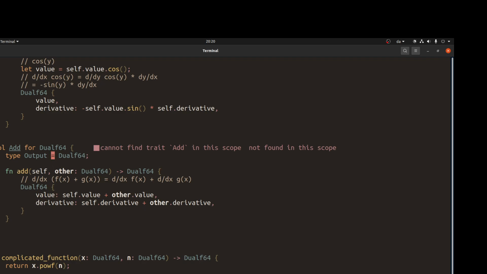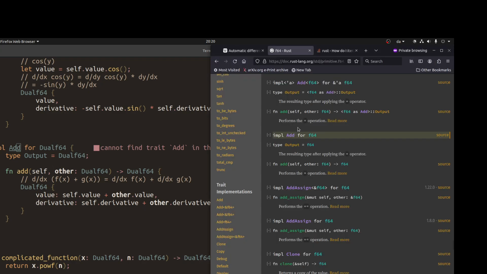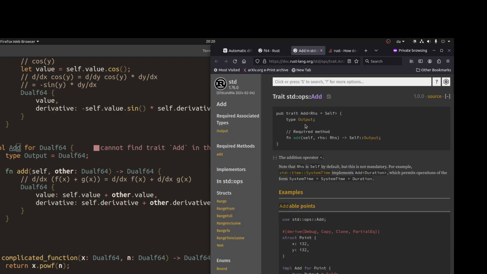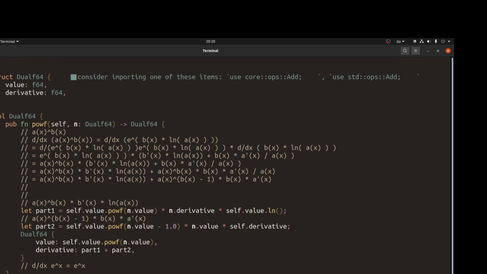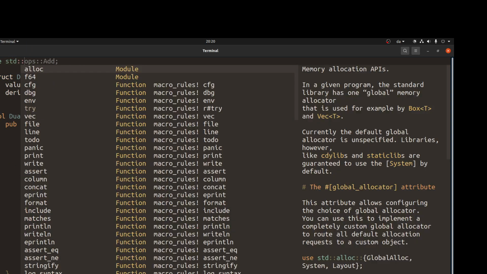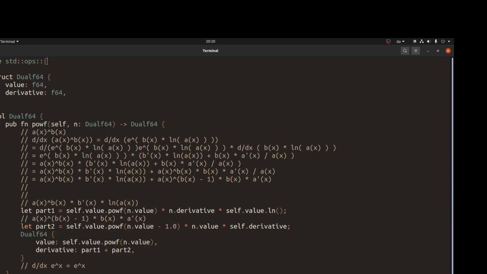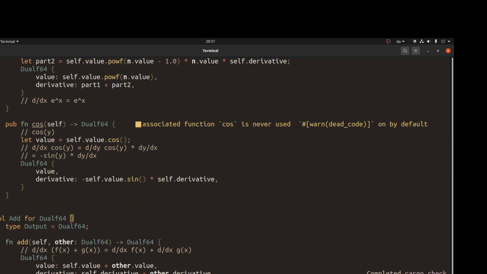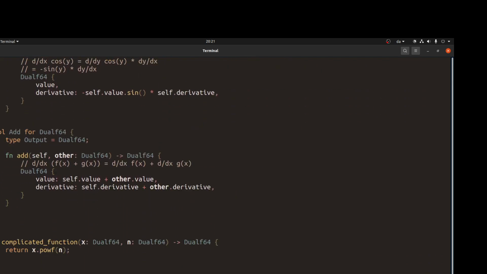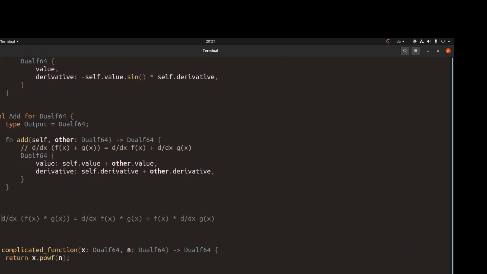And we cannot find Add because it's defined somewhere. std::ops::Add, so we have to say use std::ops. And just for good measure, let's also get Mul. So how do we implement multiply? Well, it's like this.